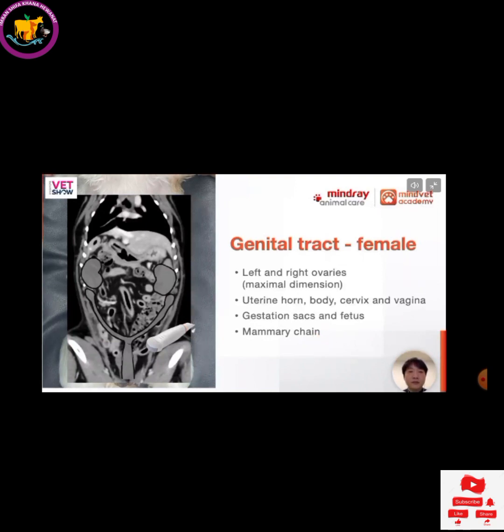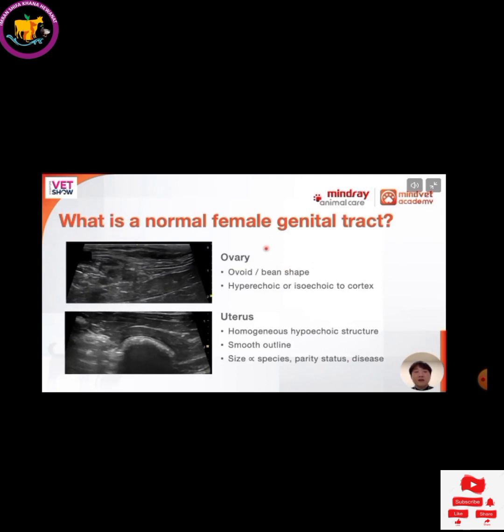What is a normal female genital tract? Normal ovaries are ovoid and bean-shaped. The ovarian stroma is hyperechoic or isoechoic compared to the adjacent renal cortex. This ovary is homogeneous, with no evidence of a cystic lesion. The normal uterus is a homogeneous hypoechoic structure with a smooth outline. The size of the normal uterus varies depending on the species, parental status, and disease.